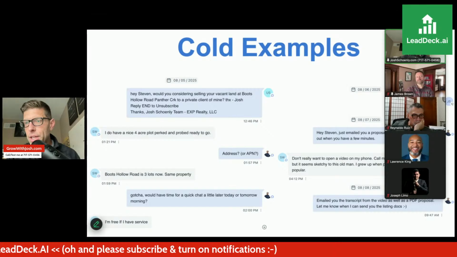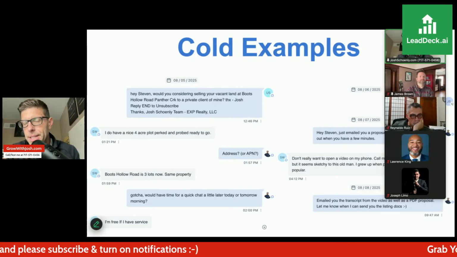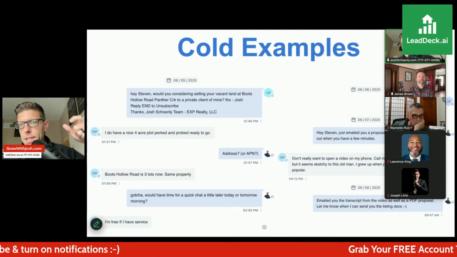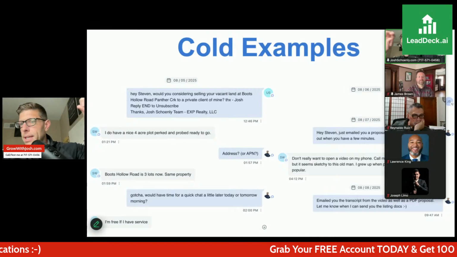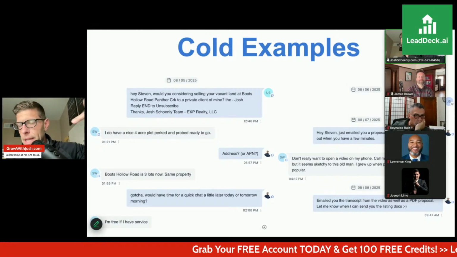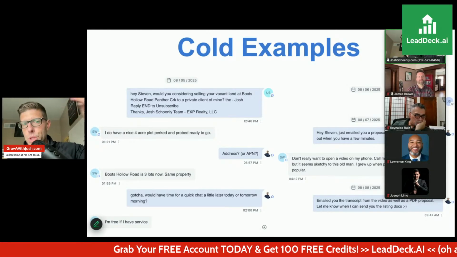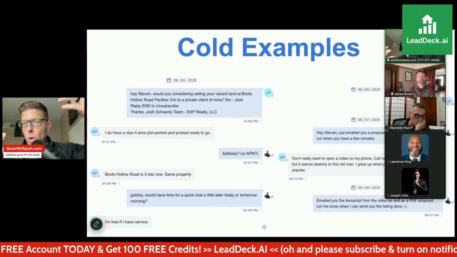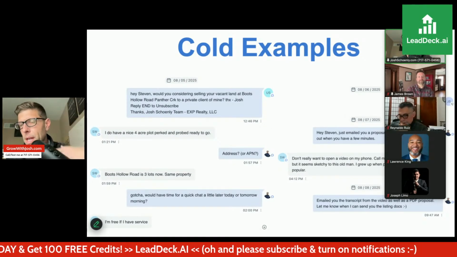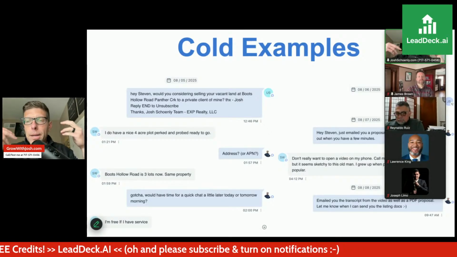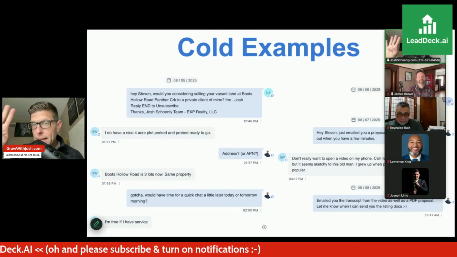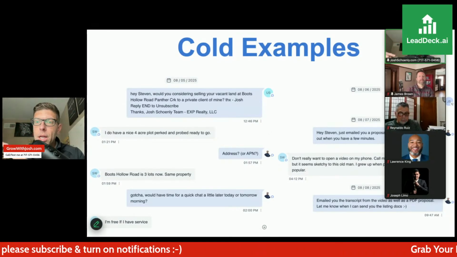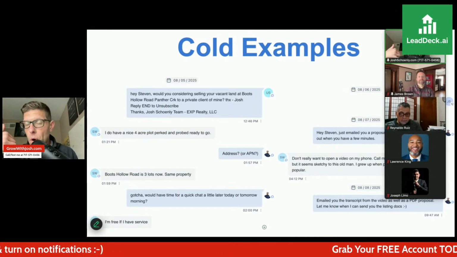The email that I use for cold outreach, it's exactly the same. The subject line is for James, RE, the street address, and the email is, hey James, would you consider selling your vacant land? Blah blah blah. It's the exact same thing, except it's formatted like an email. You've got to have a subject line, and I put a signature file. But you're trying to get them to raise their hand and then strategically pivot to a phone conversation or an in-person appointment.